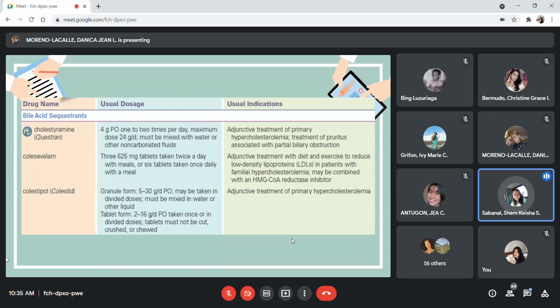Okay, so thank you for that, Doc. We have here a table summarizing the drugs under bile acid sequestrants, their usual dosage, and their usual indication. So just read on that. Next slide, please.